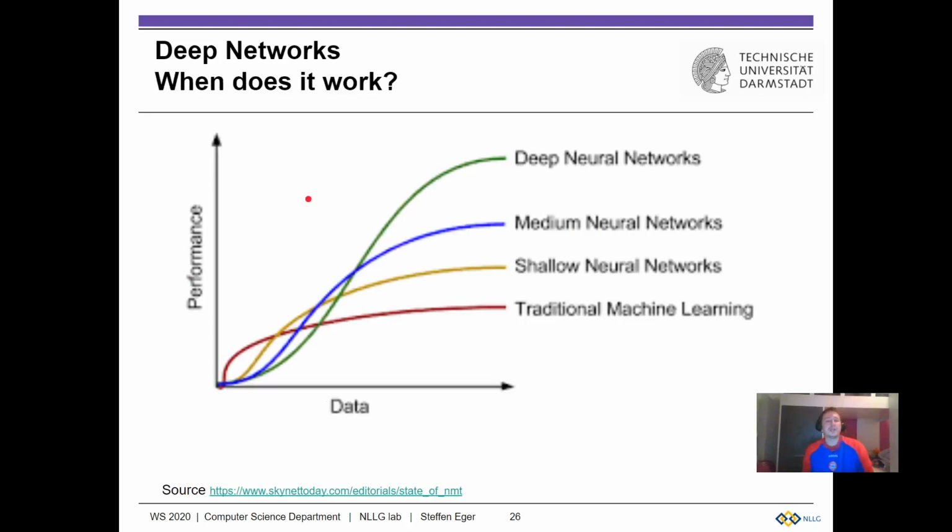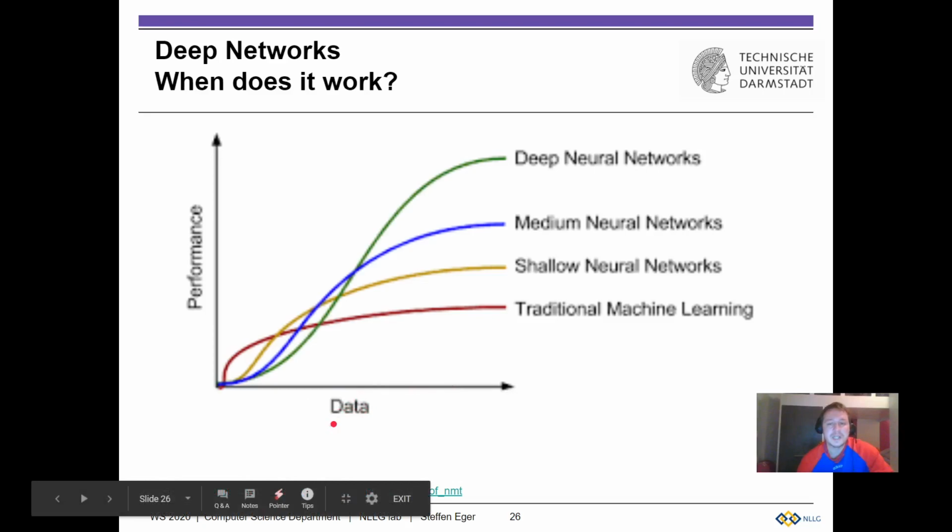Good. So here's a graphic which is not of high quality, but also illustrates a use case of neural networks. And this use case illustrates when neural networks typically perform well, and this depends on the size of the data.